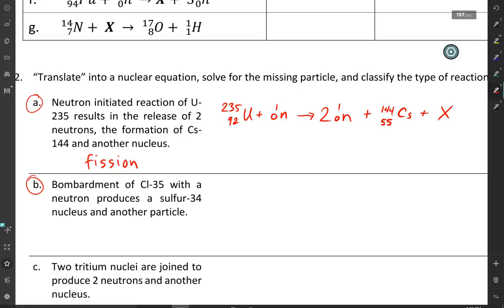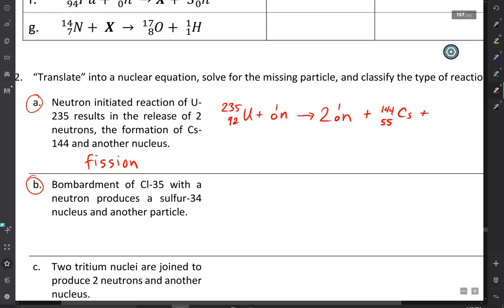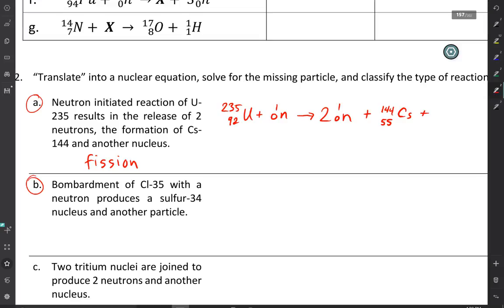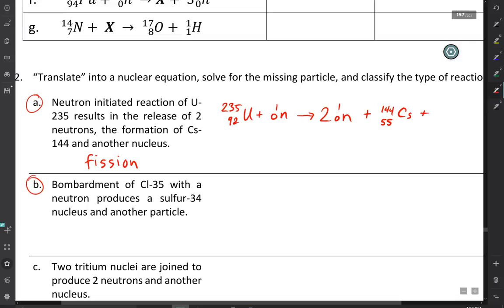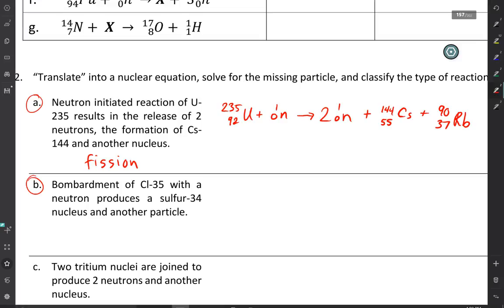All right, let's figure out what X is going to be. I'll just put it right in there. I can do the same thing I've been doing since we first learned about decay equations. Make sure that you've got equal mass on both sides of the equation. 235 plus 1 gives me 236. Minus 2, minus 144. I end up with 90. I've got 92 protons, 0 from the neutron, and 0 being produced because of the neutrons, and then 55. So that should be 37. And I can check the reference table to see which element is number 37. And I come up with rubidium. So this is my full balanced decay equation, or I should say nuclear equation, for a fission reaction. Pause the video, try out letter B on your own.